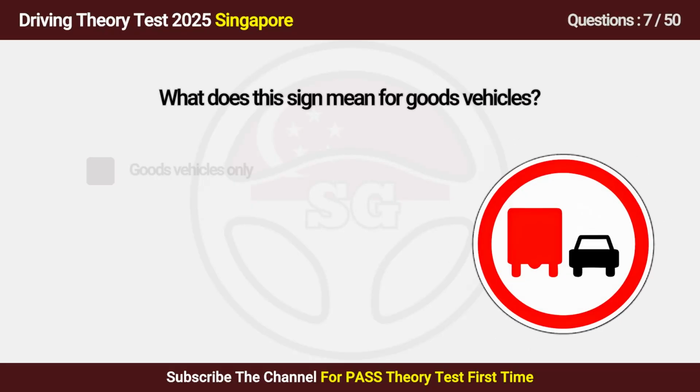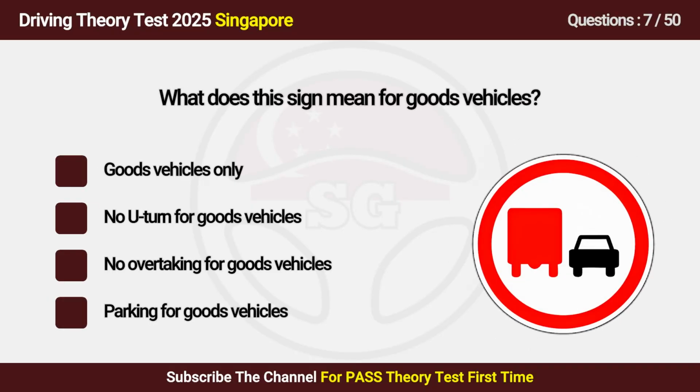Question 7. What does this sign mean for goods vehicles? A. Goods vehicles only. B. No U-turn for goods vehicles. C. No overtaking for goods vehicles. D. Parking for goods vehicles.